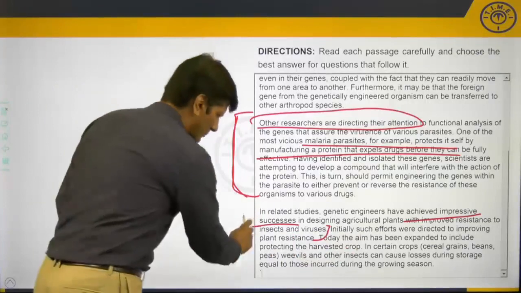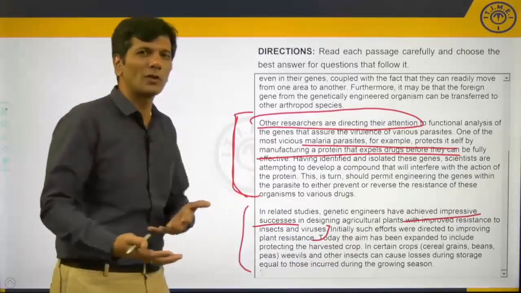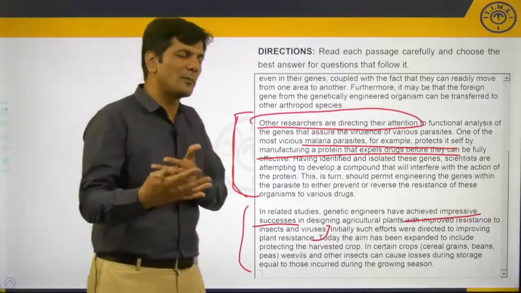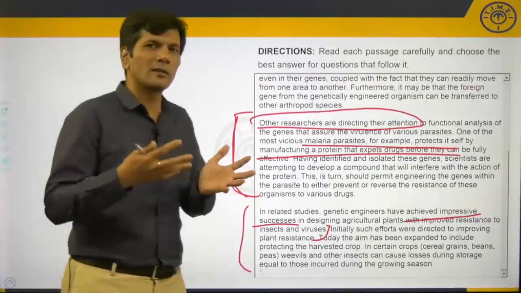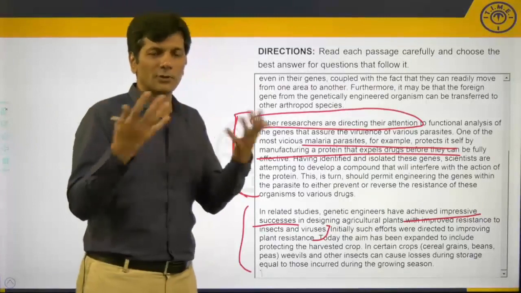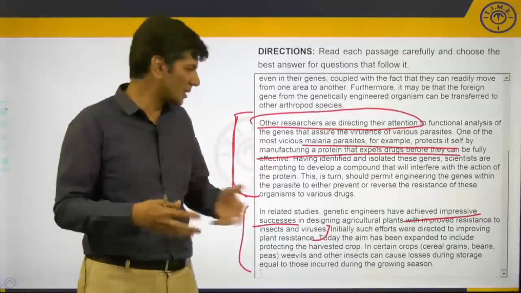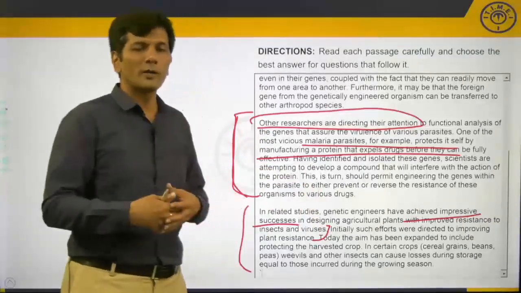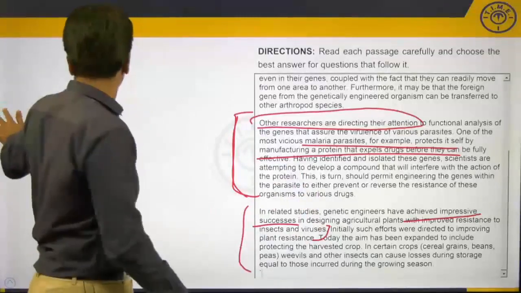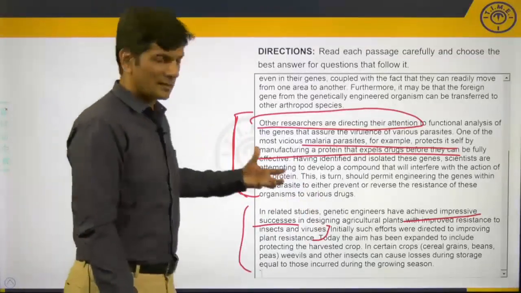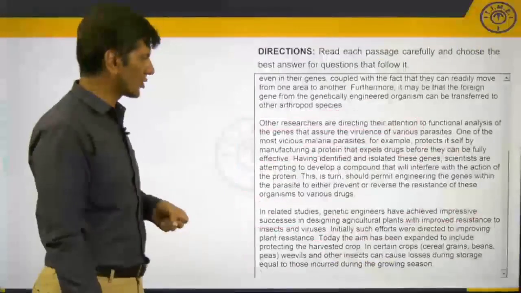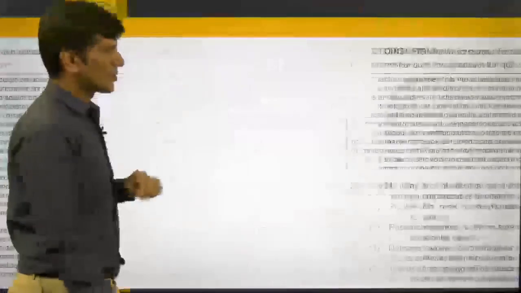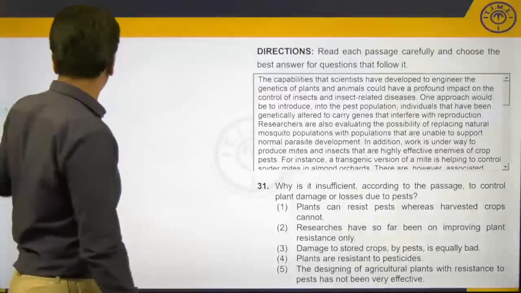So the last paragraph sort of ends on a positive note, saying that, well, there have been impressive advances made by scientists. They're not just focusing on tackling insects during the time of plant growth, but also on trying to protect the harvested crop, because they know that there are certain parasites or insects that have the potential to cause damage to the harvested crop. Let's take a look at the questions.